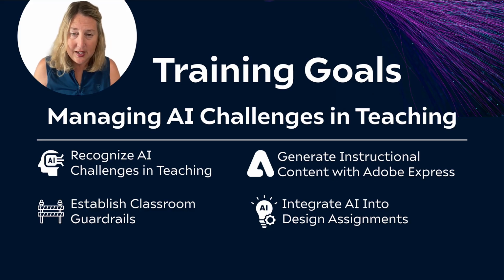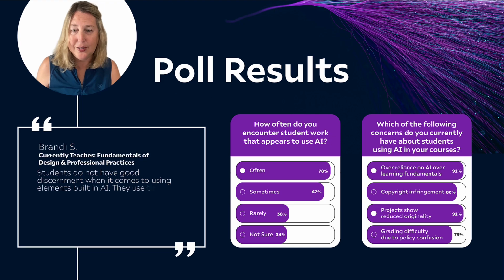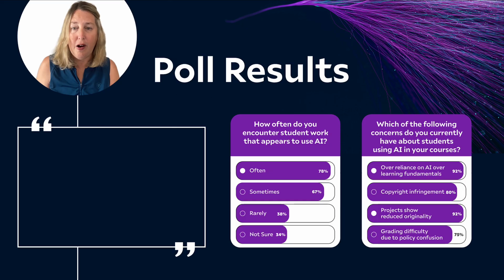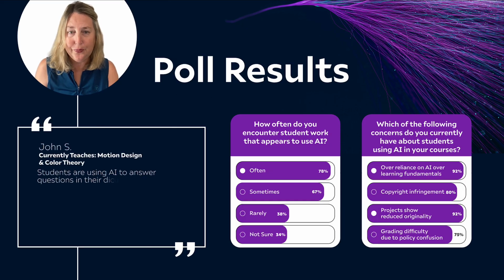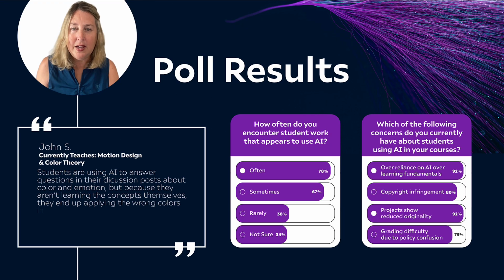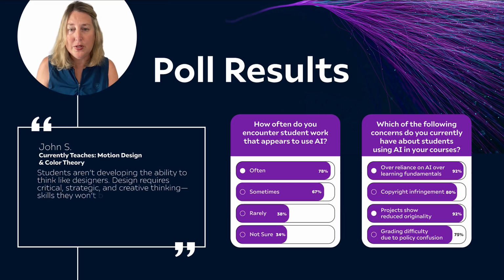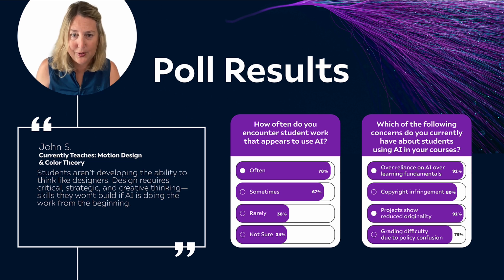Okay? Now, let's take a look at the poll results in your chat comments. Thank you for completing that. I think it's very clear that many of you are already seeing AI in student work. And I think there seems to be a common takeaway, and that is foundational skills are essential, and students must learn to build concepts and compositions and visuals manually before using AI. Yes, absolutely agree with all your comments. Yes, all of those.